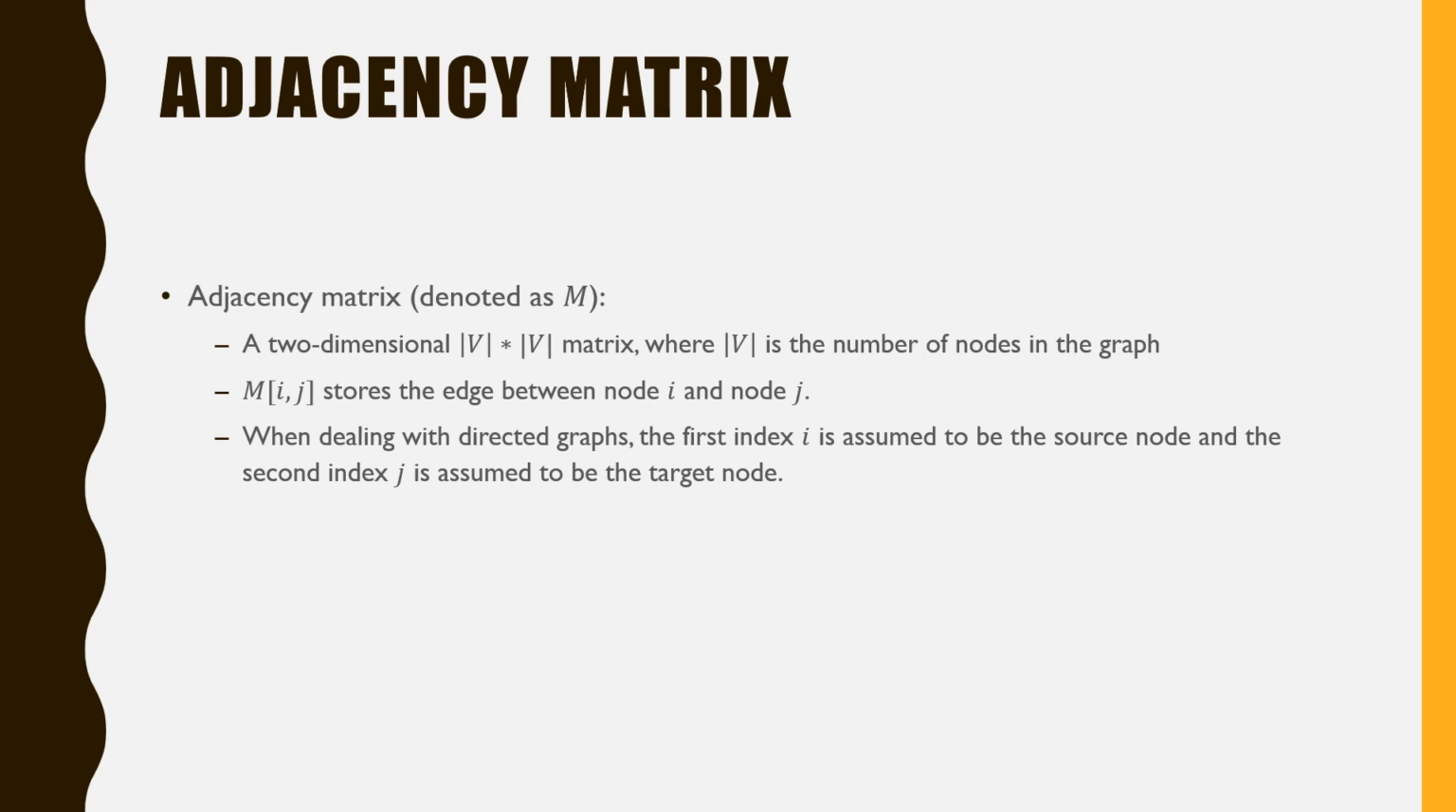The adjacency matrix approach represents edges using a V by V two-dimensional matrix, where V is the number of nodes in the graph. Let M denote the adjacency matrix. Each entry, Mij, stores information about the edge from node i to node j. In a directed graph, Mij represents the edge from i to j. In an undirected graph, Mij simply represents the edge between i and j, making the matrix symmetric. In other words, we have Mij equals Mji.